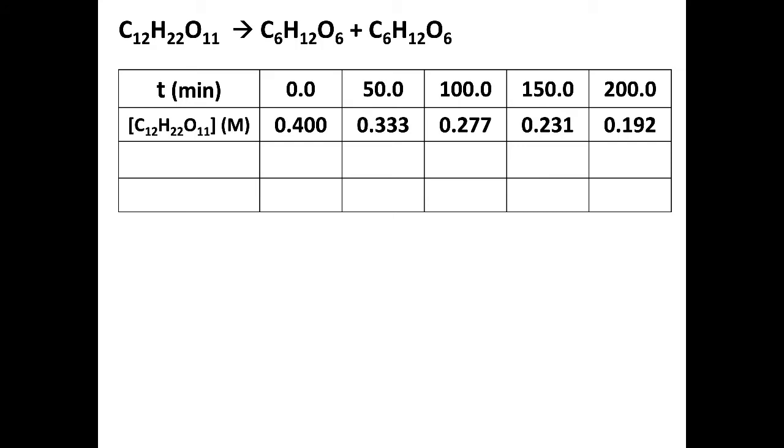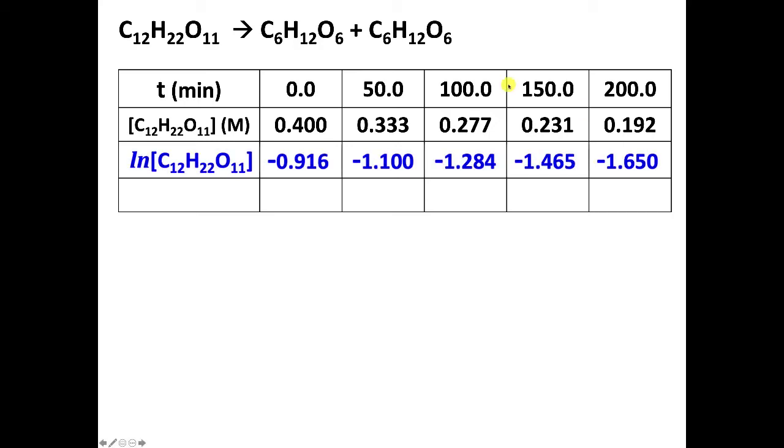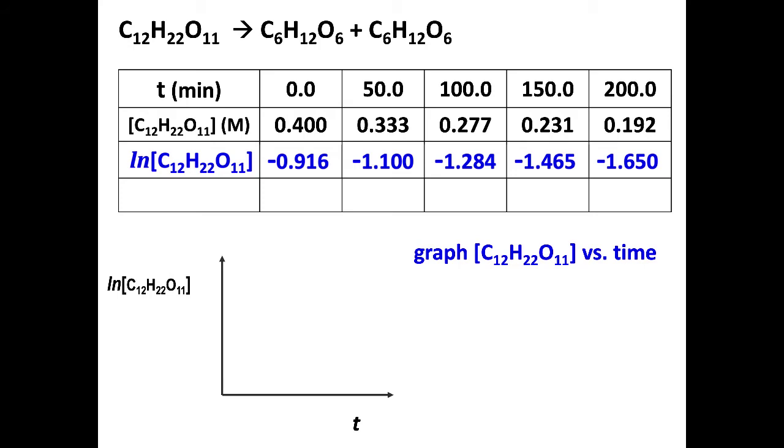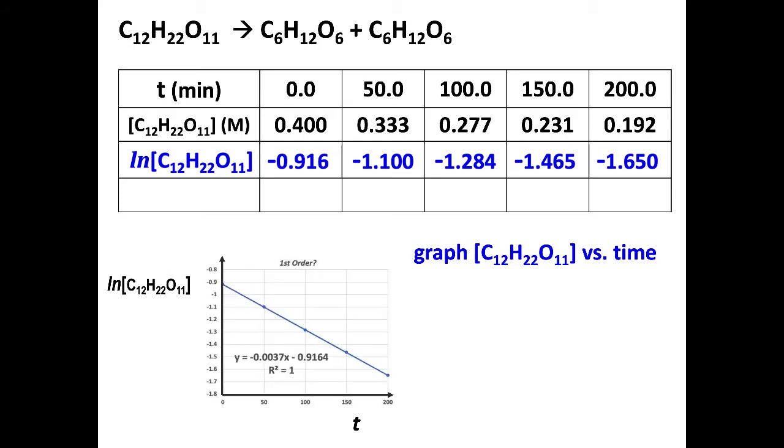Okay, to find first order, we leave the time alone, but we're going to need to take the ln, the natural log, of the concentrations. So ln of 0.4 is negative 0.916. Ln of 0.333 is negative 1.100. Ln of 0.277 is negative 1.284, etc. for the next two. And you could look at these differences and see if they look fairly consistent, fairly regular. And you can graph ln of concentration versus time. And here's what my graph looked like. And I'm going to say that looks pretty straight.